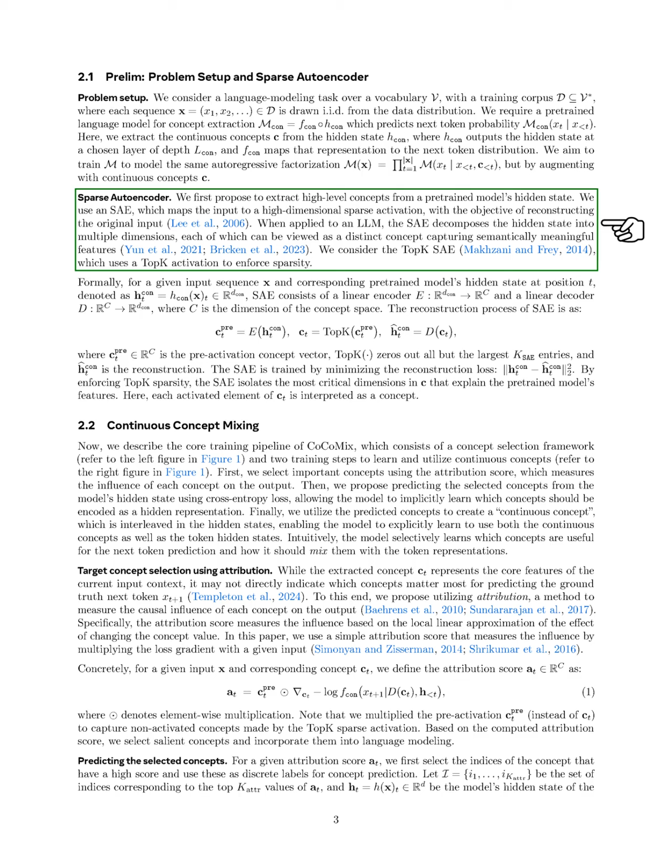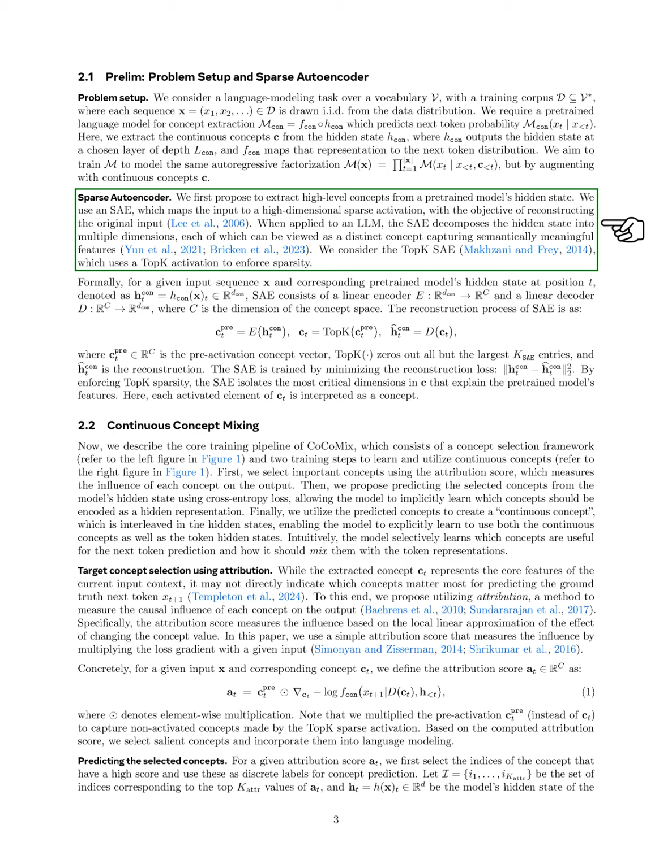To extract high-level concepts, we employ an SAE, which transforms the input into a high-dimensional sparse activation to reconstruct the original input. When applied to a large language model, the SAE breaks down the hidden state into various dimensions, each representing a distinct, semantically meaningful concept. We specifically use a top-K SAE, which enforces sparsity by keeping only the largest entries in the activation.